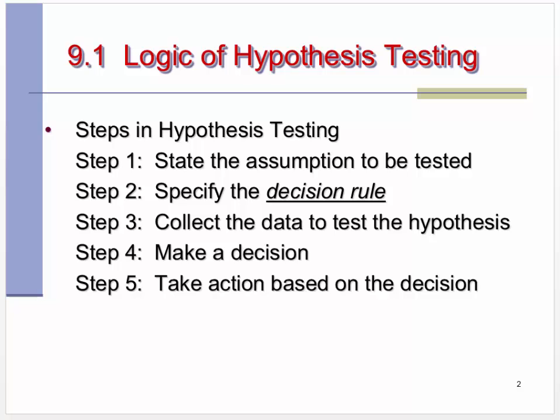Hypothesis testing is done in the following steps. Step 1, we need to state the assumption to be tested. Step 2, we need to specify the decision rules upon which to make a decision. Step 3 is collect data and test the hypothesis. Step 4 is make a decision based on the test result. And step 5 is take action based on the decisions made in step 4. So that's the process of hypothesis testing in statistics.